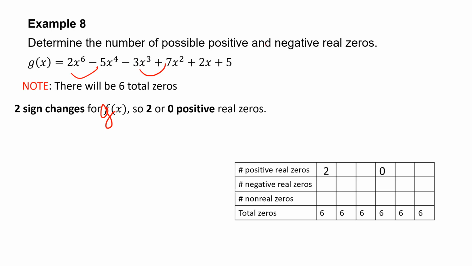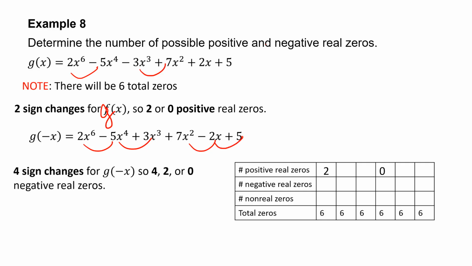So 2 or 0. Okay, now we have to look at g of negative x to see how many sign changes there are there. So g of negative x, if you go from the first to the second, you've got a sign change. So you've got sign change here, here, here, and here. So 4 sign changes on g of negative x, so that means there will be 4, 2, or 0 negative real zeros. So the possibilities are, if you have 2 positive real zeros and 4 negative real zeros, that means you won't need any non-real zeros because you've already got 6.